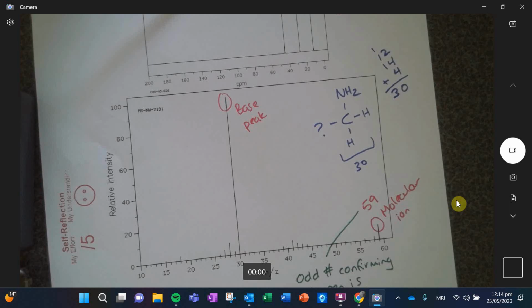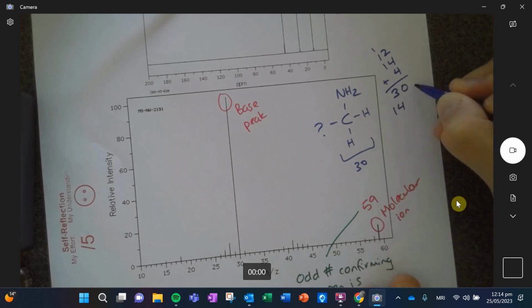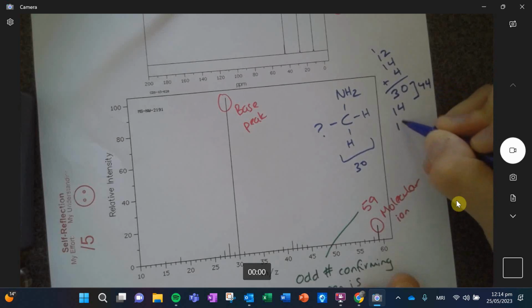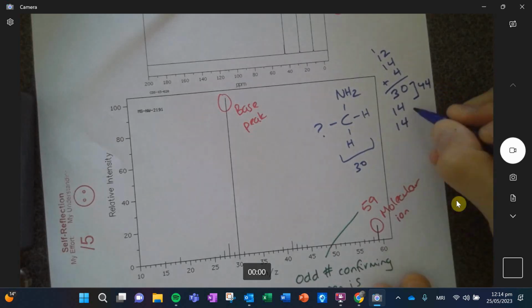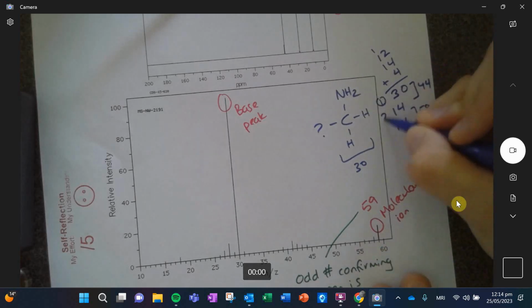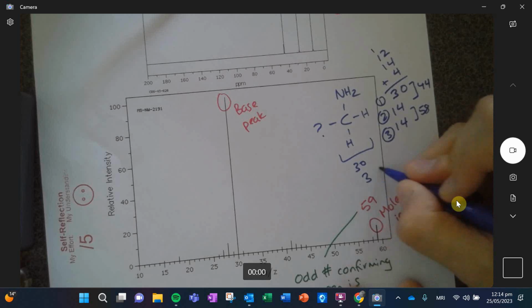Now we just play the game, add 14. So if I do 14 there, that gets me to 44. If I add another 14, 58, which is 1 away. So that tells me we have 1, 2, 3. So there's 3 carbons in this chain.